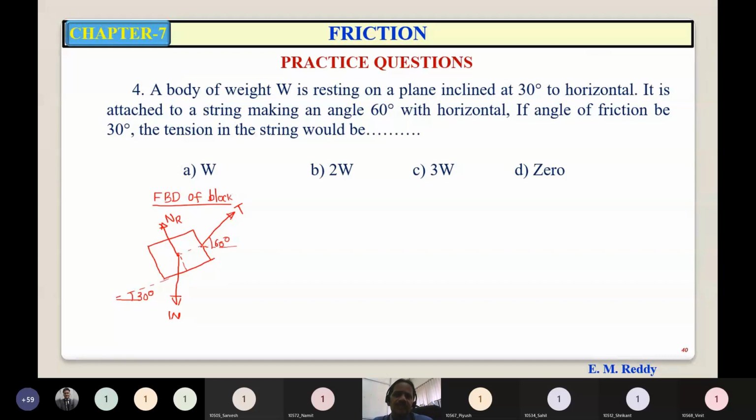So similar to the previous example, you can take this as 30. T cos 30. T sine 30. And what is the direction of impending motion? Downwards, sir. Downwards. So the friction force will be upwards. It is mu s into normal reaction.